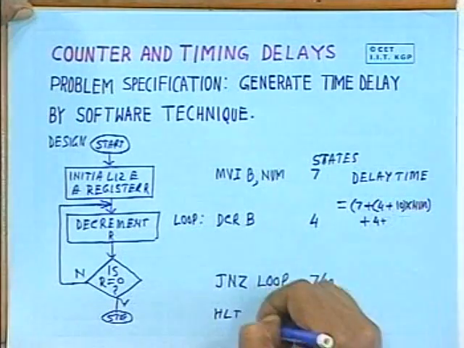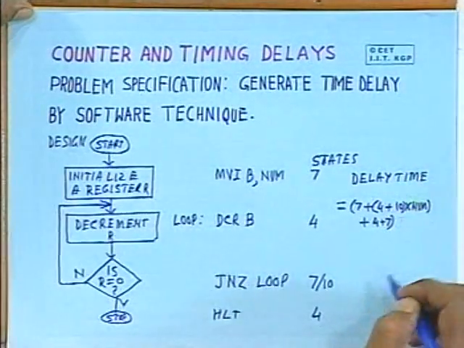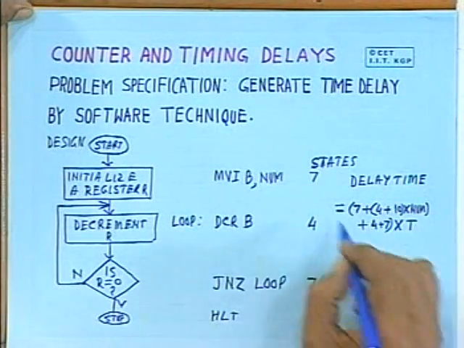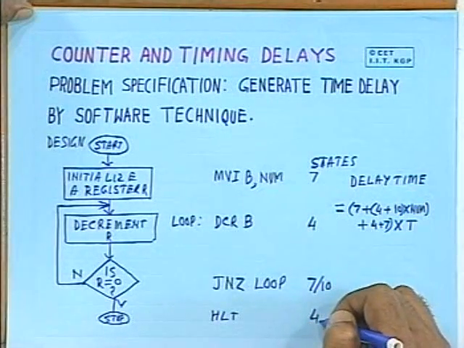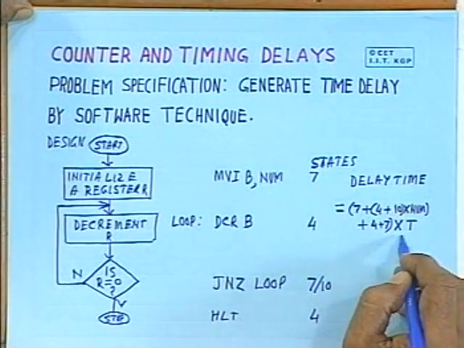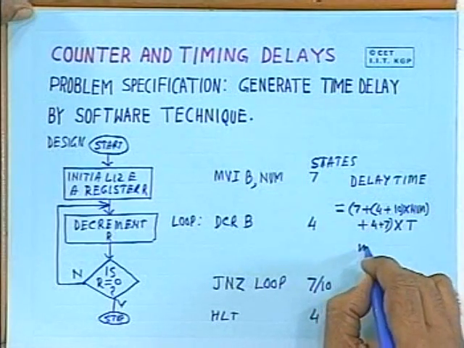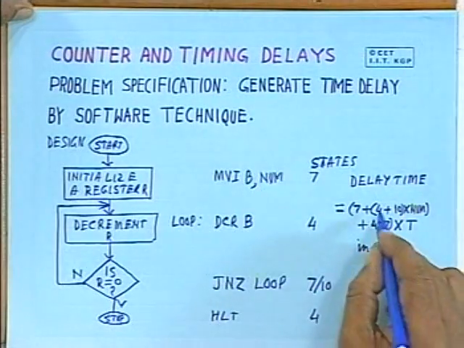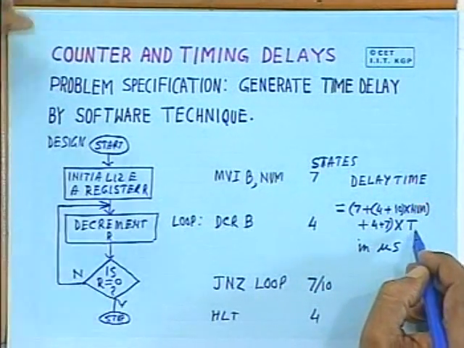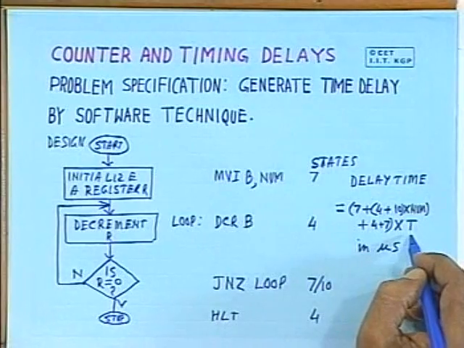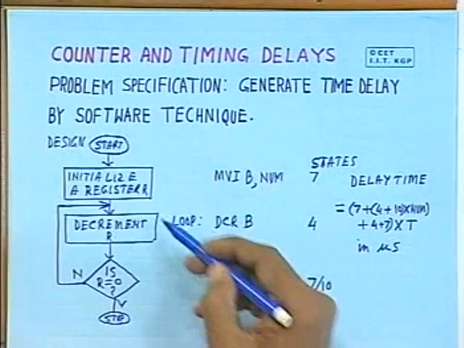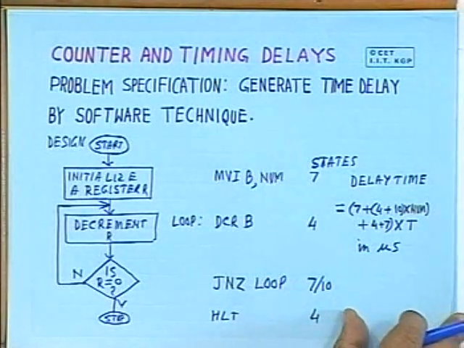Whenever it goes out, 7, then it will halt, and this is multiplied by the time period of the clock. That means each state will have some time period, and that has to be multiplied. Usually it is expressed in microseconds. You will get a delay in terms of microseconds because clocks are of the order of megahertz, and based on that you will get a delay like this. So you can compute the delay that can be generated by this kind of loop.